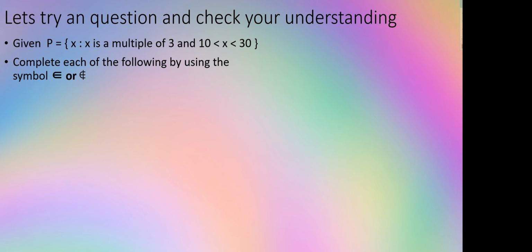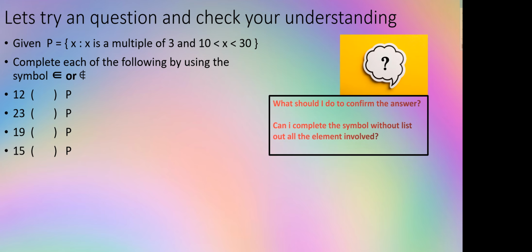Please complete each of the following by using the symbol, either is an element or is not an element. So this is the question. I have the numbers 12, 23, 19, and 15. Is that an element inside the set P? So what should I do to confirm the answer? Can I complete the symbol without listing out all the elements involved? Can you answer the question without checking the elements which sit inside the set P? I think cannot. So what do we do now?